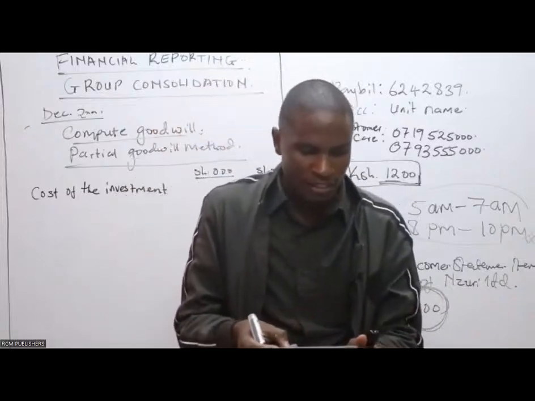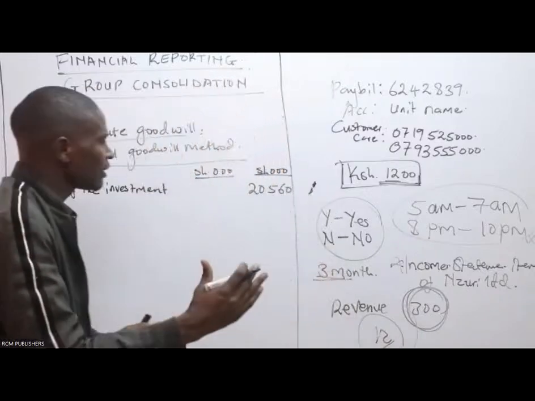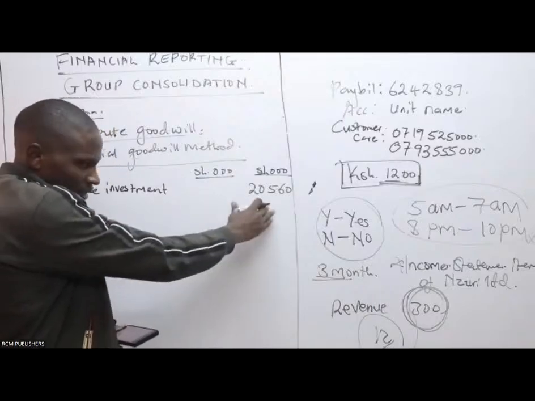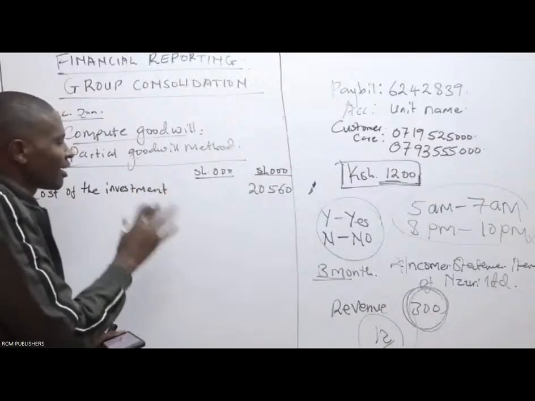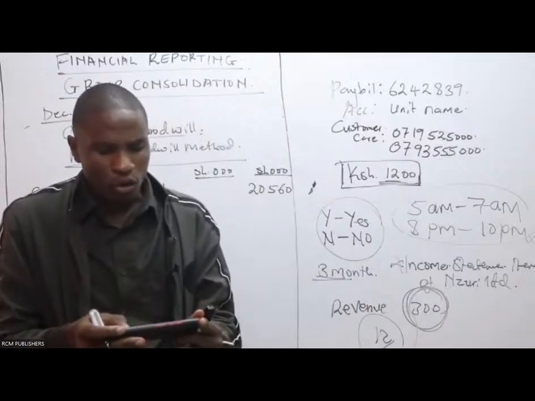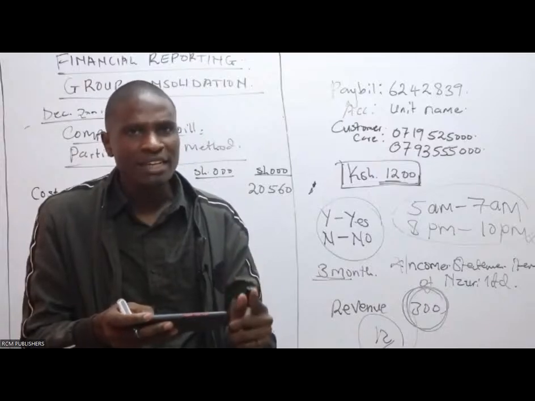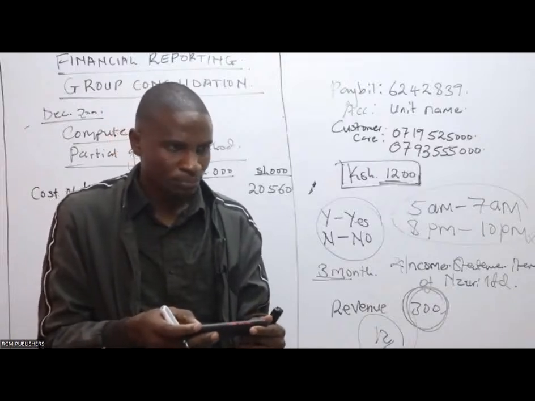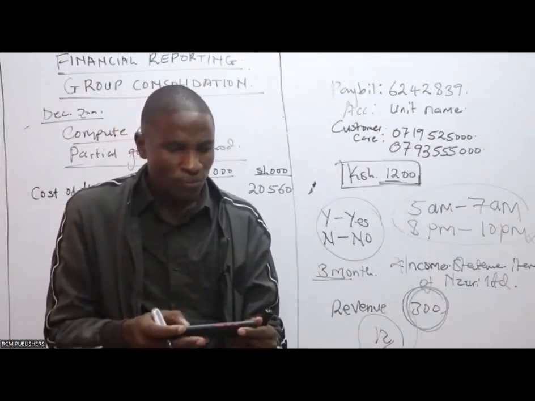Then we move to the next part. Because we don't have NCI, but assume we had NCI, we usually add it at this point. If you have NCI, you add it at this point. But in our case, we are not using the full goodwill method because we don't have the NCI. Therefore, we move to the next point, and the next point will be lessing or subtracting the fair value of net asset at the date of acquisition. You subtract the fair value of net asset at the date of acquisition.